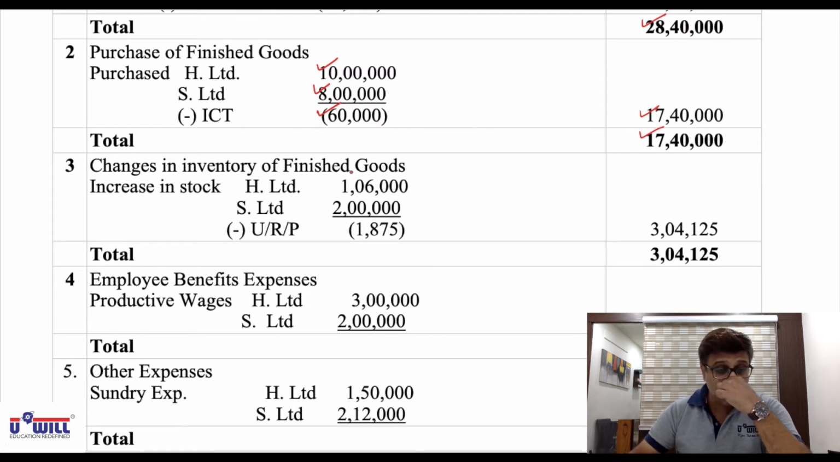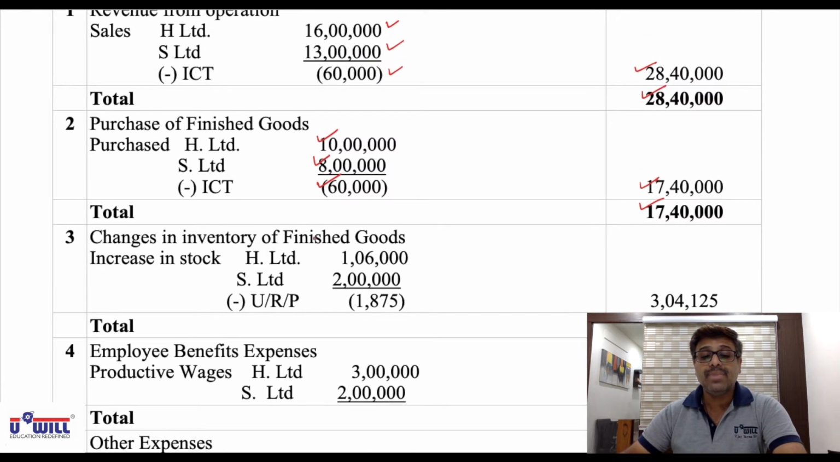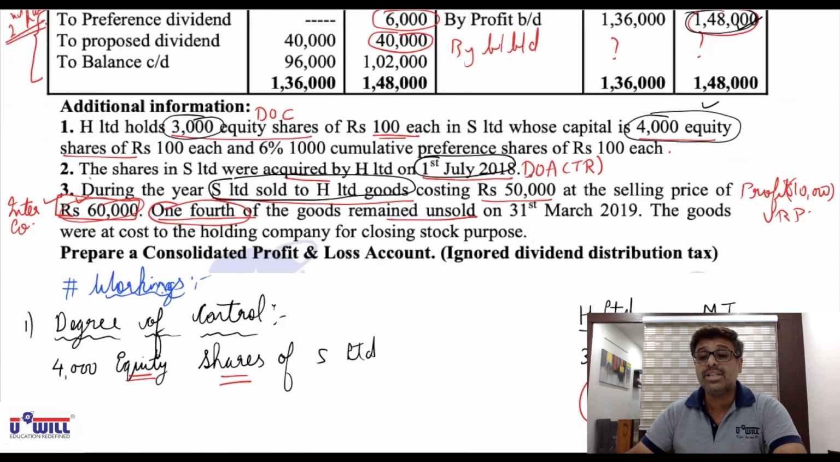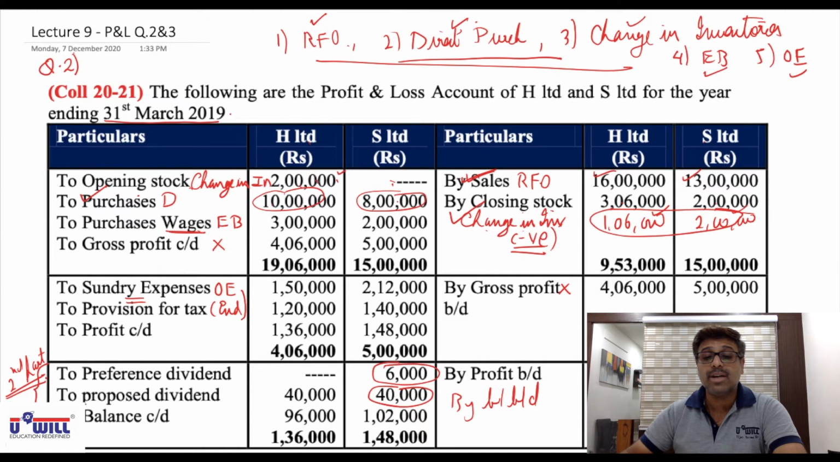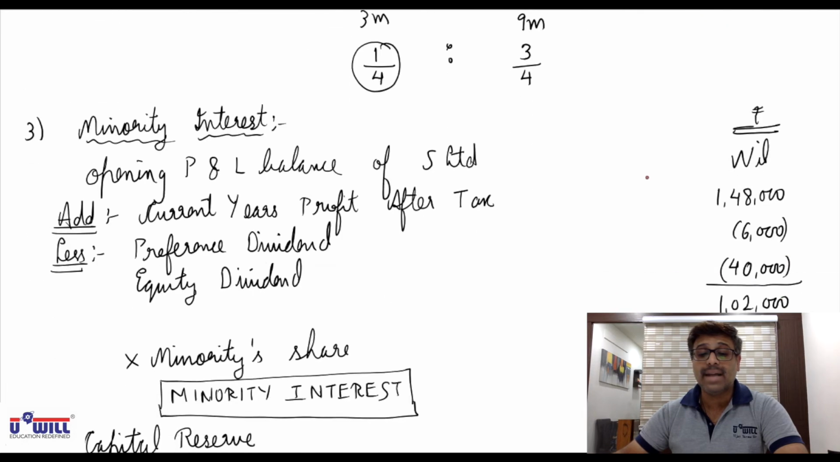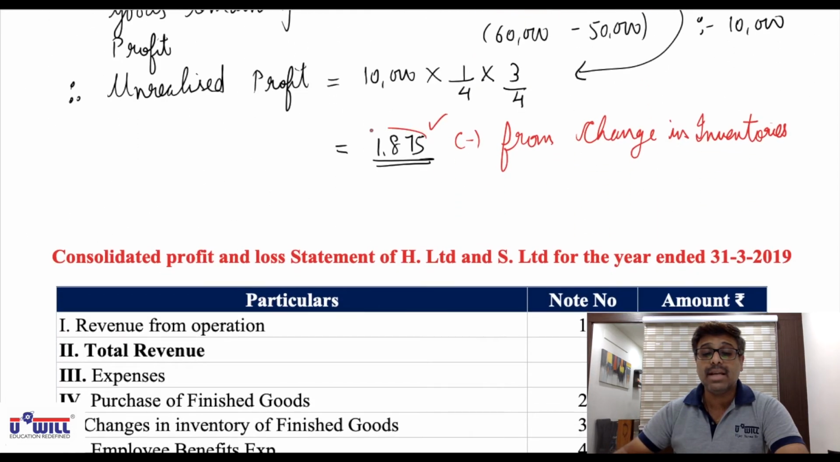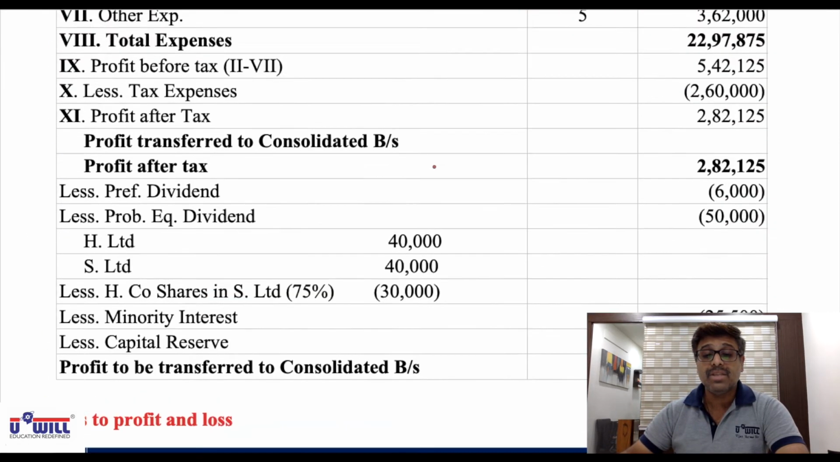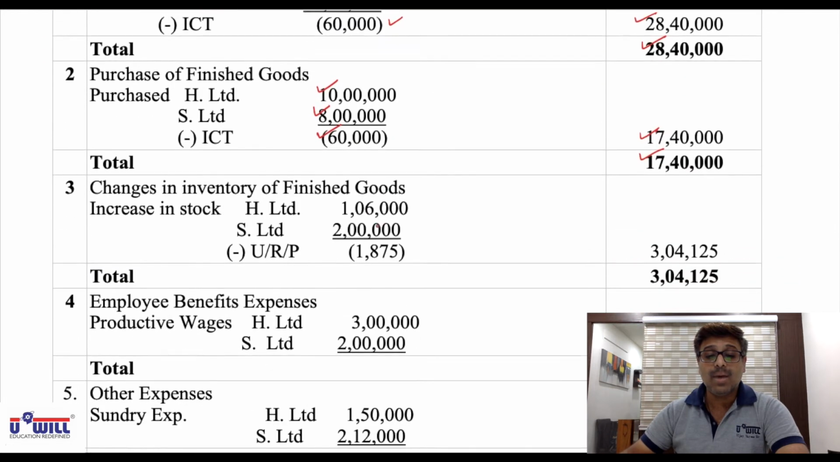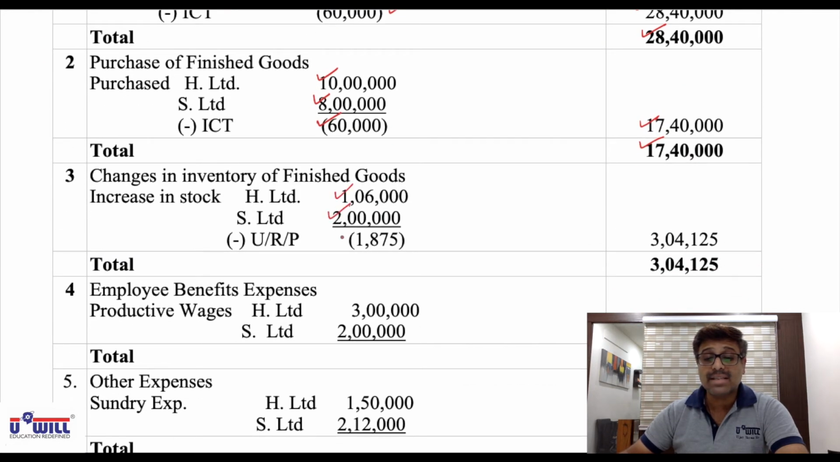Changes in inventories of finished goods, as I discussed with you. In case of H Limited, the change in stock is 3 lakh 6,000 and 2 lakhs difference 1 lakh 6,000. S Limited 2 lakhs and nil, 2 lakhs. So 1 lakh 6,000 and 2 lakhs, and from that we have to minus unrealized profit of 1875. So see here everyone, 1 lakh 6,000 plus 2 lakhs minus 1875, you must get 3 lakh 4,125.